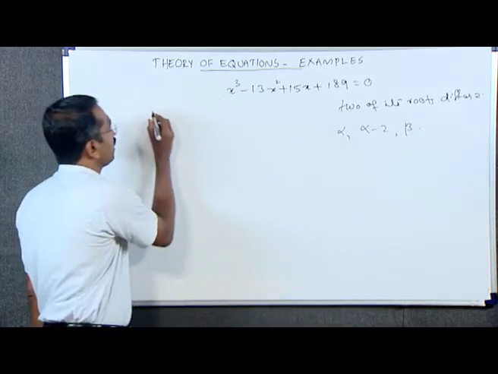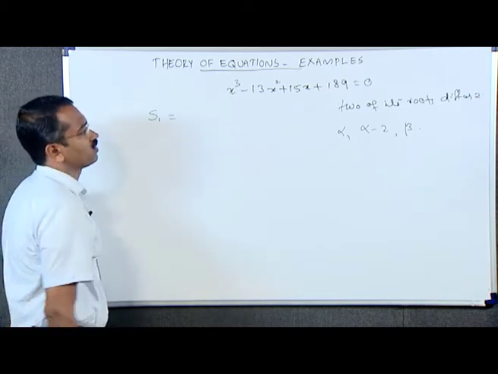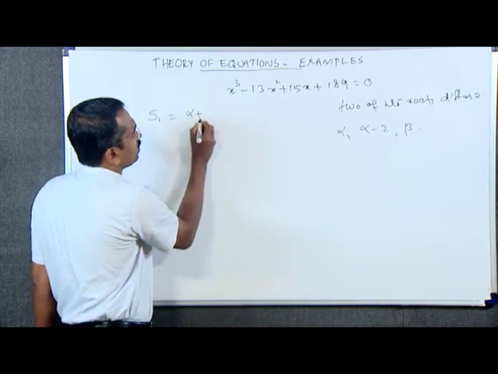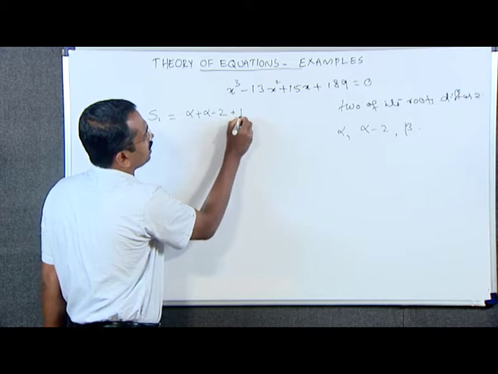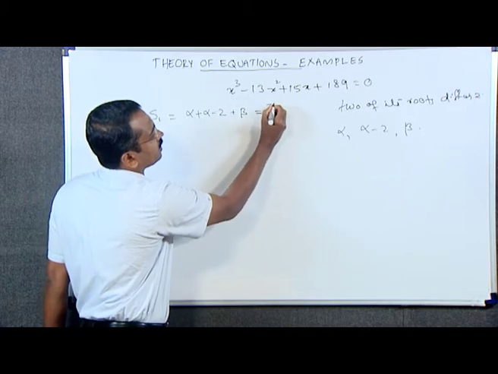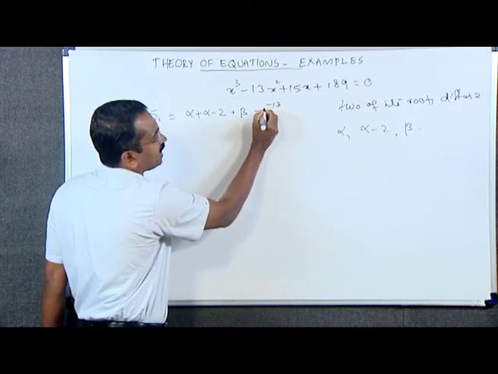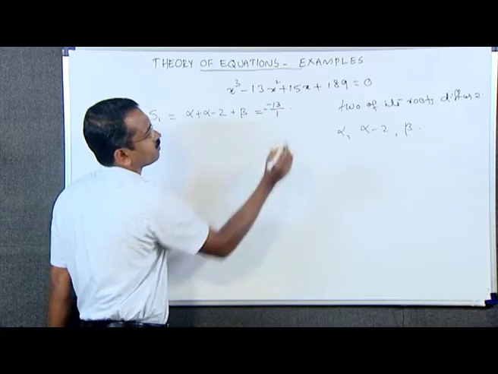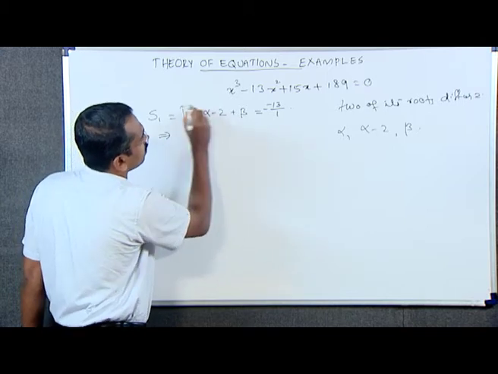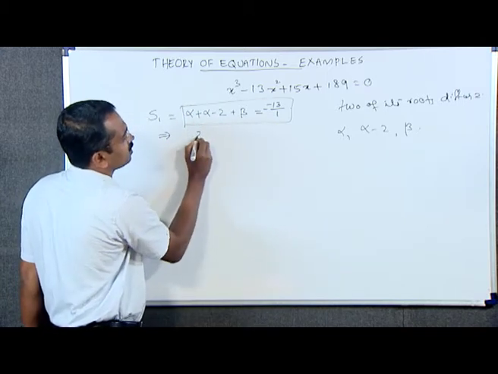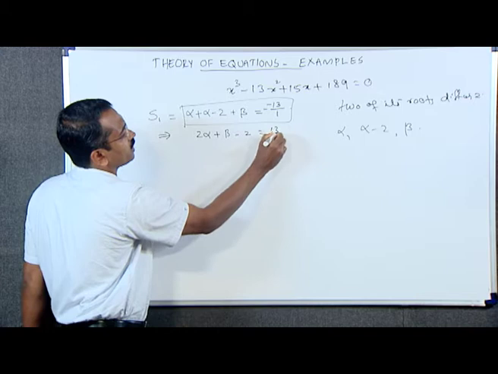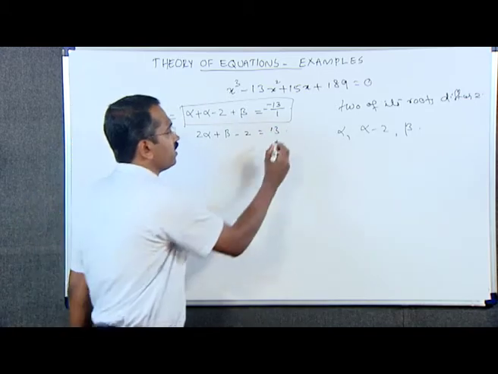Therefore, we can write S1. S1 means the sum of these 3 roots, that is alpha plus alpha minus 2 plus beta, which is equal to minus of minus 13 divided by 1. This implies alpha plus alpha is 2 alpha, plus beta minus 2, is equal to 13. Let it be equation number 1.